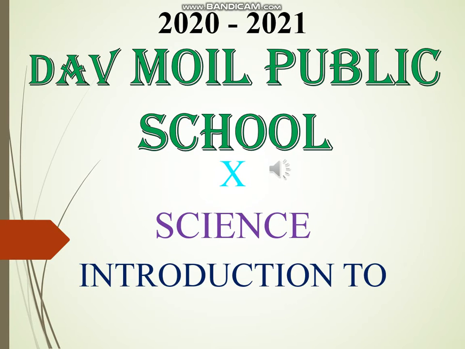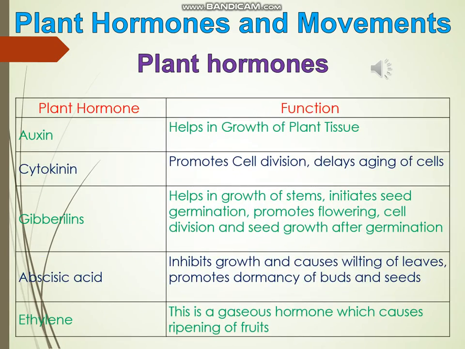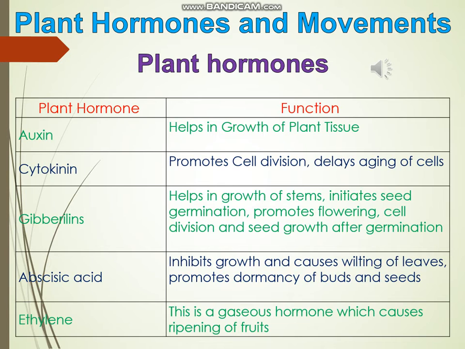Our today's topic is Introduction to Control and Coordination. Plant hormones and movements. Plant hormones. Control and coordination in plants are carried out by hormones like auxins, which help in growth of plant tissues.